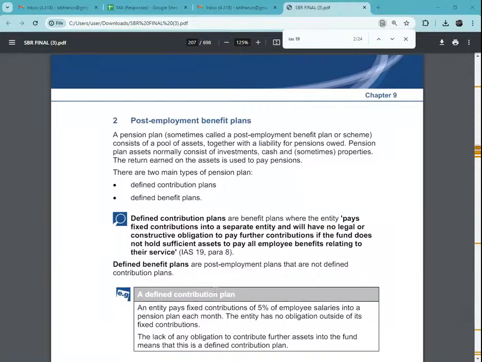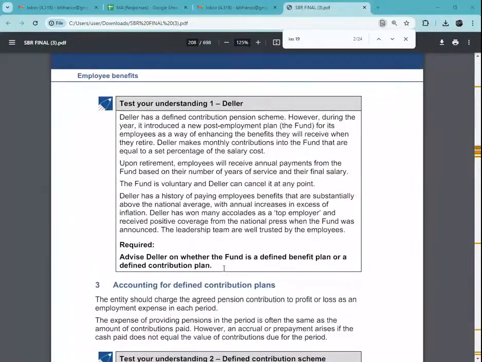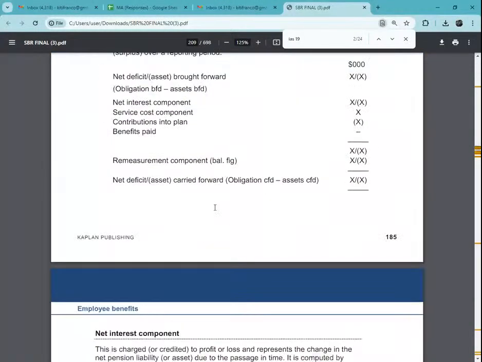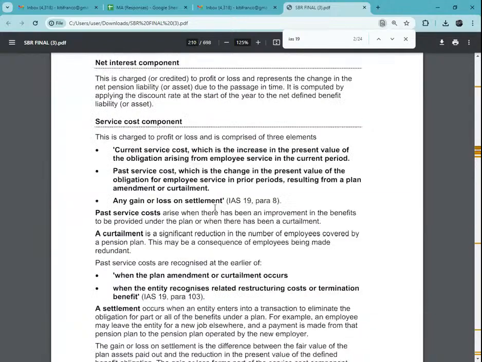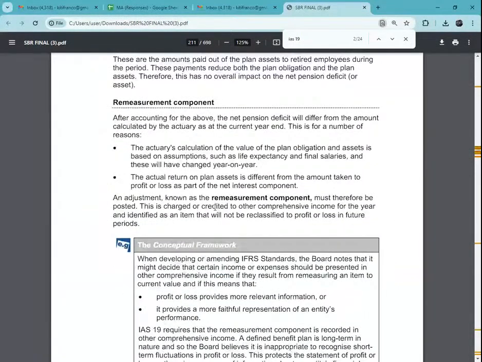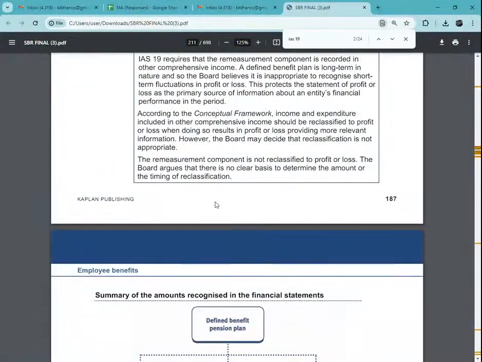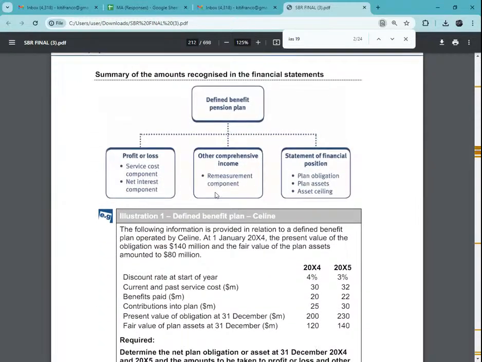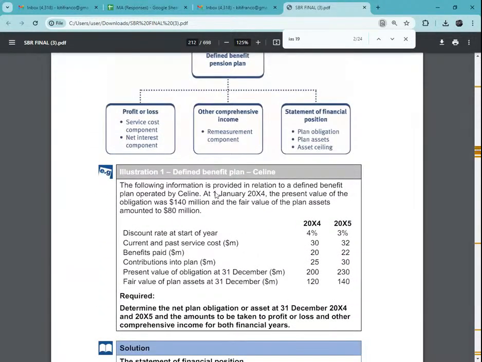Now, defined benefit plans are post-employment plans that are not defined contribution plans. Ladies and gentlemen, the most important thing you're supposed to appreciate here is how we account for these plans. I would want us to look at accounting for the defined benefit plan. How do we account for the defined benefit plan?